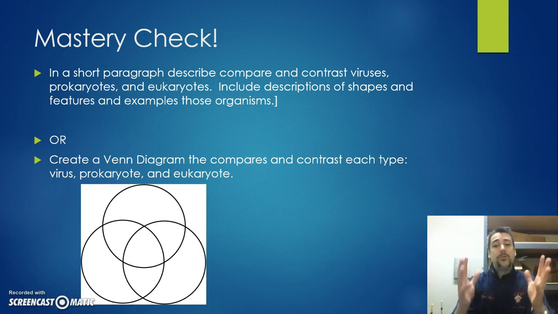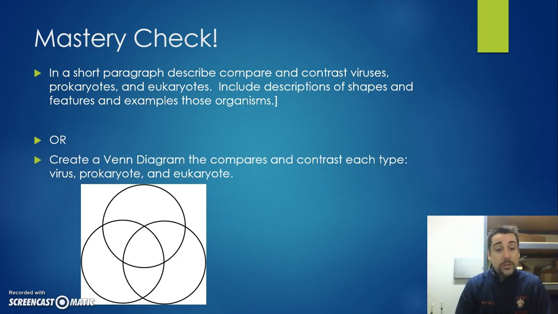So let's do a mastery check, kind of summarize what we learned. Things that you should be writing in your short paragraph is to describe and compare what is a virus, maybe an example, how are they different from prokaryotes and eukaryotes, is there anything similar with them? And in your description, again, maybe you use some of those key features that you saw.